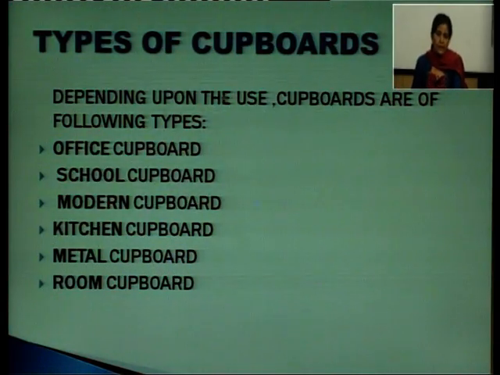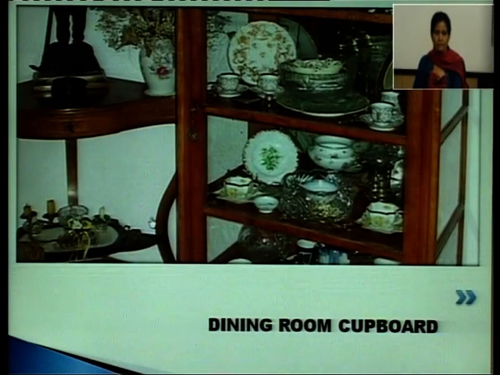Depending upon the use, cupboards are of following types: first one is office cupboard, then school cupboard, modern cupboard, kitchen cupboard, metal cupboard, and room cupboard. Apart from these, there can be so many options of cupboard. A cupboard which is provided in a particular room, that is office, school, kitchen, bedroom, dining room, or whatever room, these fulfill the different function.